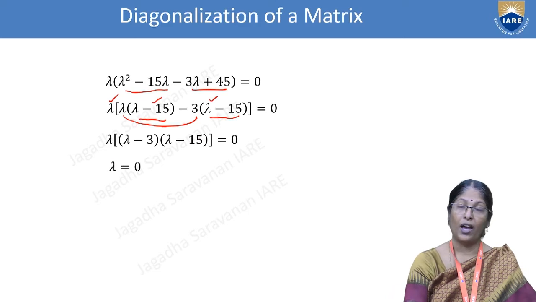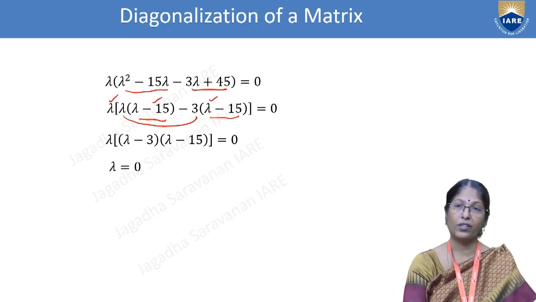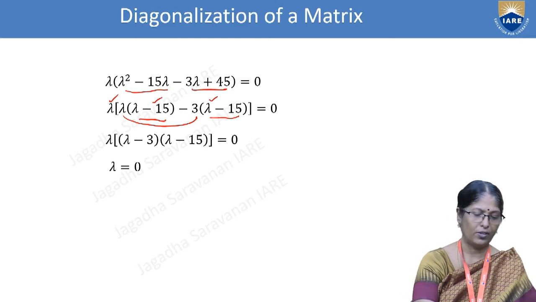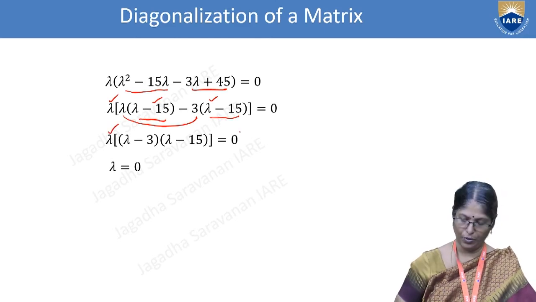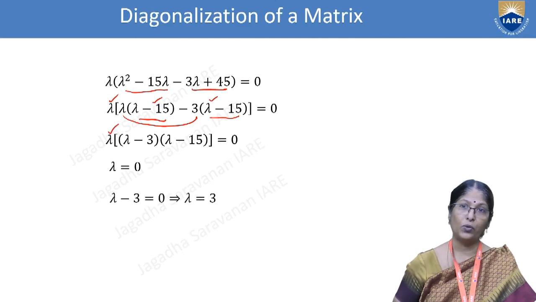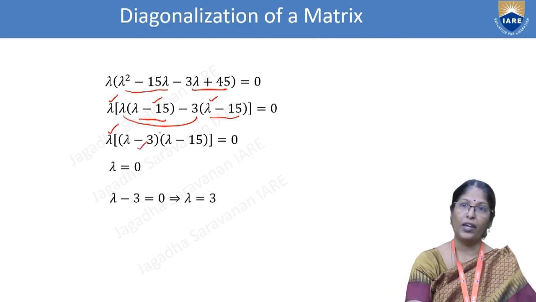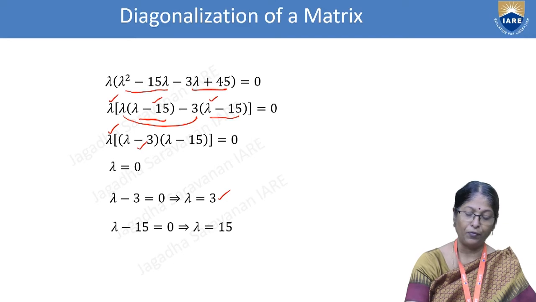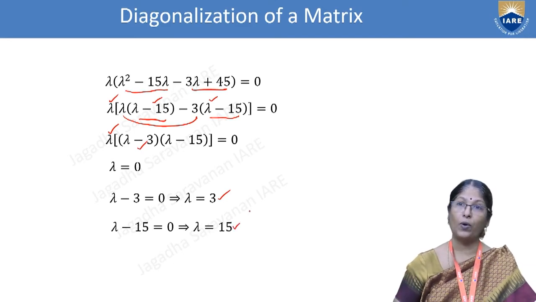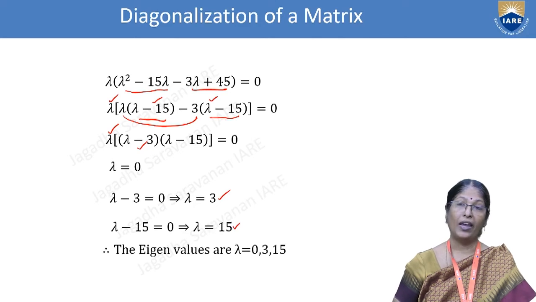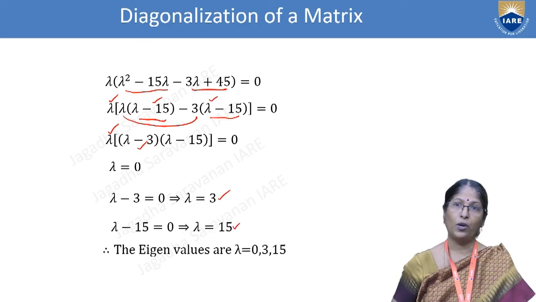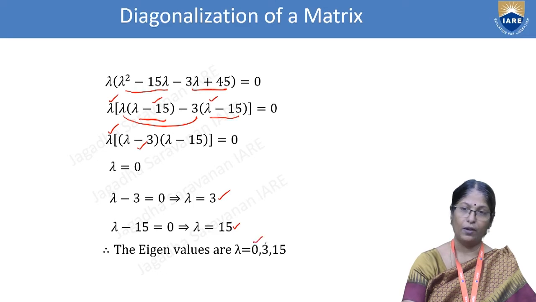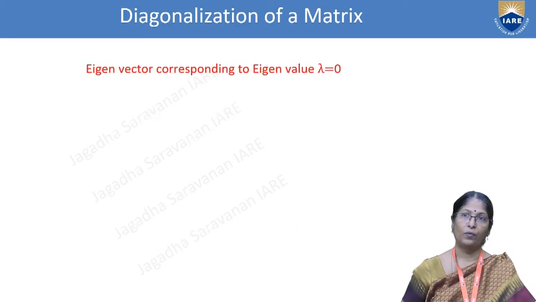Now, we have to get 3 values because ours is a cubic polynomial. So the first value is lambda equal to 0. One value we got it. The next one is lambda minus 3 equal to 0. That is lambda equal to 3. Next, lambda minus 15 equal to 0. That is lambda equal to 15. So the eigenvalues are lambda equal to 0, 3 and 15.